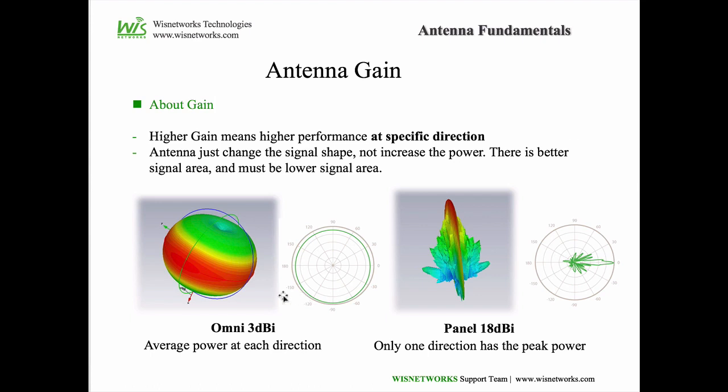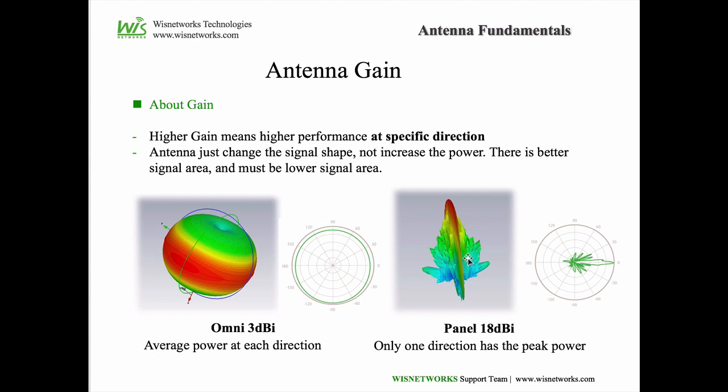For example, you can see that this is an omni antenna, 3 dBi. It is just like an apple, like a circle on each side. So the power is very average at the 360 degrees. If you look at the 3D diagram from top to bottom, you see that it is very average power.